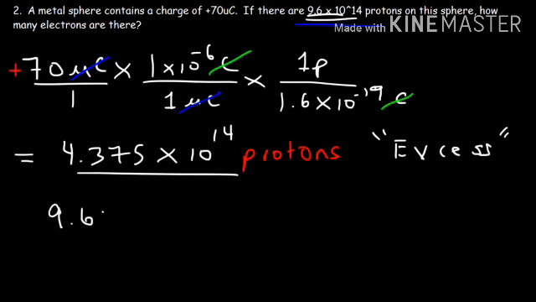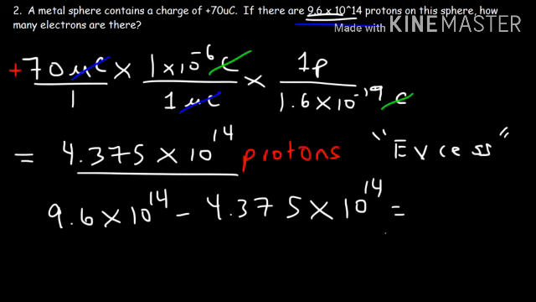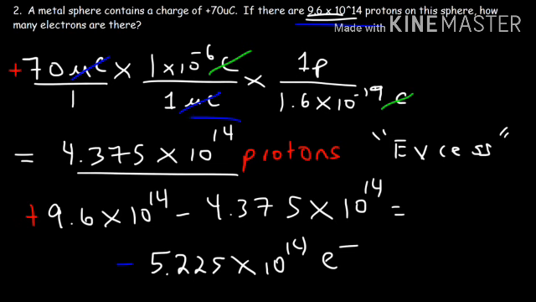So it's 9.6 times 10 to the 14 minus 4.375 times 10 to the 14. And that's going to give us how many electrons are present on this sphere. So the answer is 5.225 times 10 to the 14 electrons. Because we have more protons than electrons, that's why the net charge is positive. But it doesn't mean that there's no electrons. So keep that in mind.